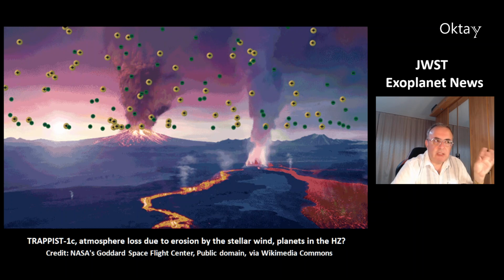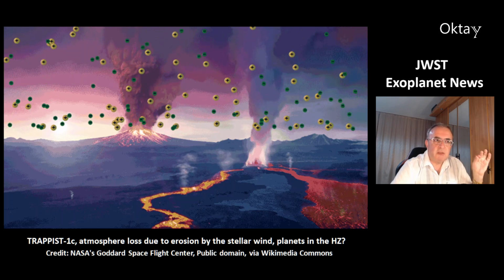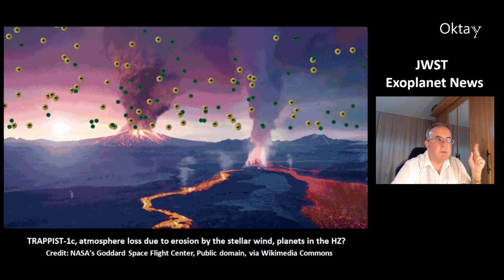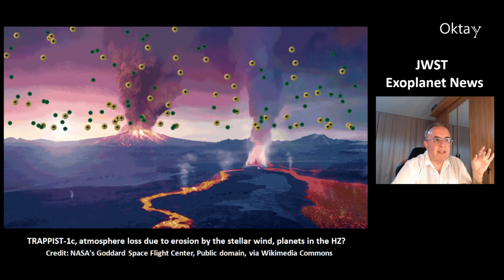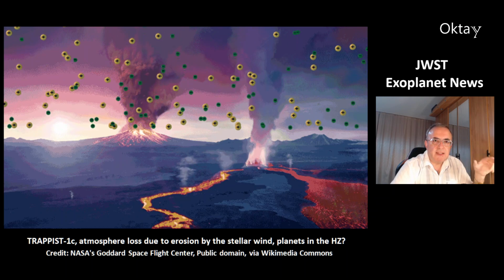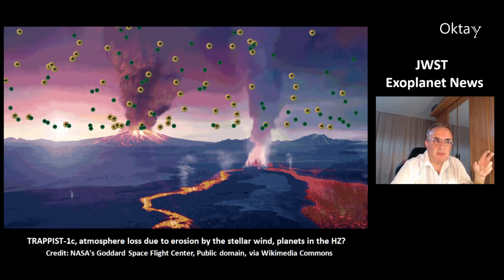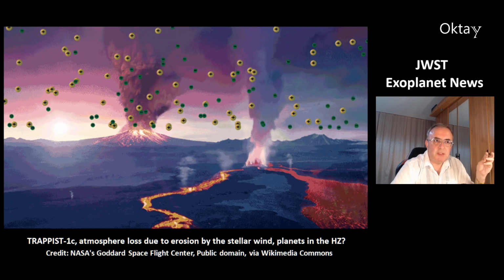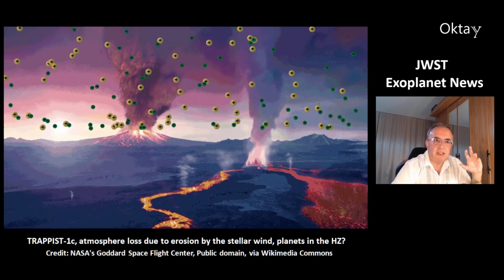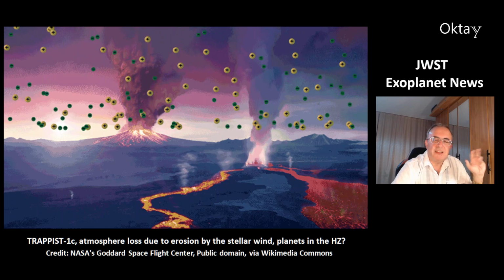This is what could have happened to the planet TRAPPIST-1c. That's atmosphere loss due to erosion by the stellar wind. And the question is, what about the planets that are in the habitable zone of the system? Have they also lost their atmosphere, or is there another mechanism that protects them? That is not answered yet.